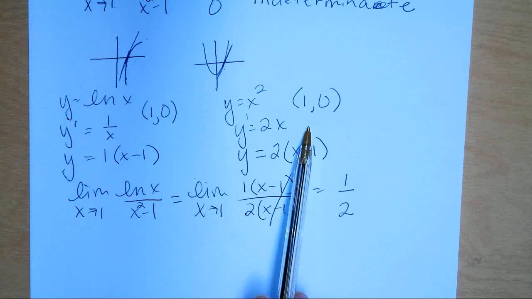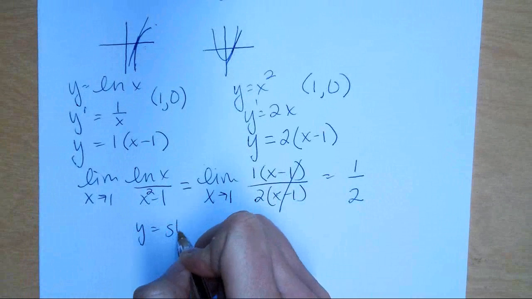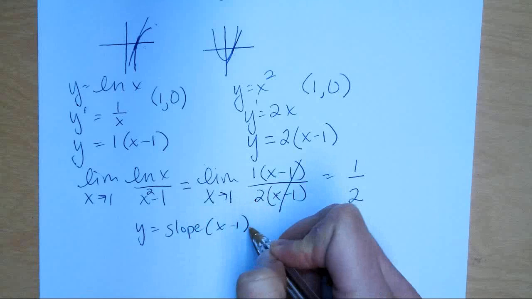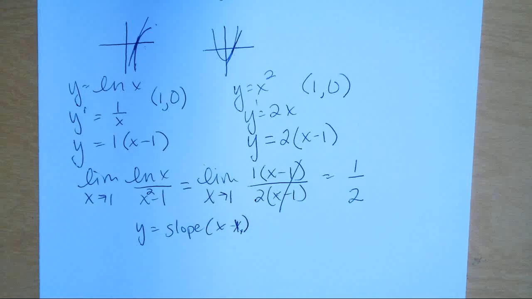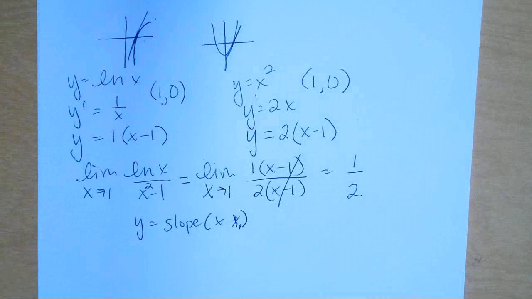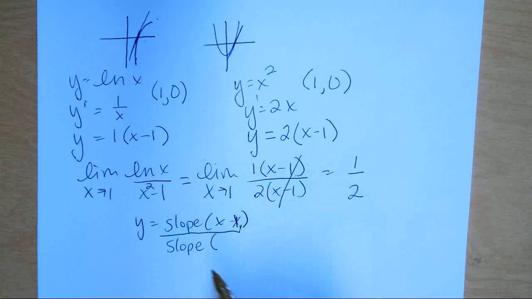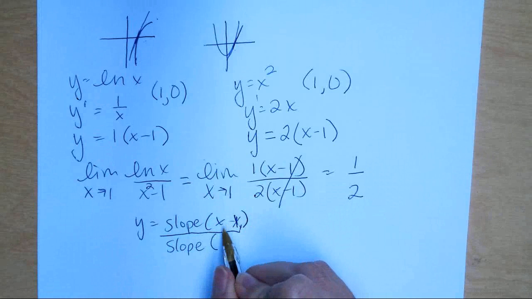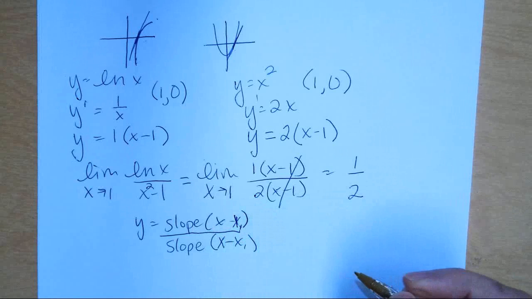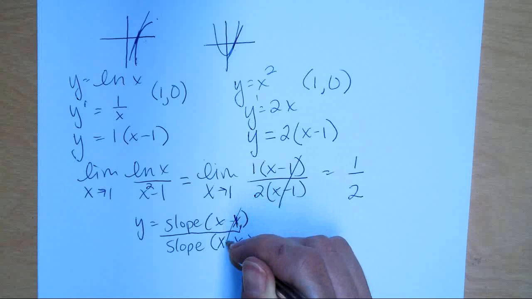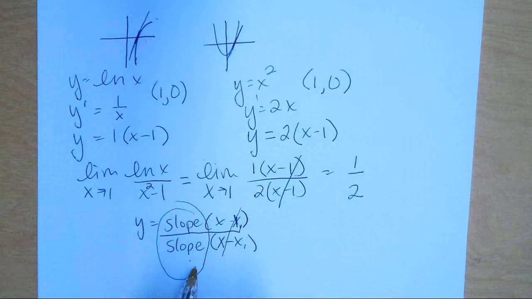You're always just going to have y equals slope times x minus x sub 1. You're always going to have that for both of them. So when you put them over each other, notice that the equation is always going to have this same x minus x1. Why is that? Because it's the same point, so you're going to end up getting the slope over the slope every time.